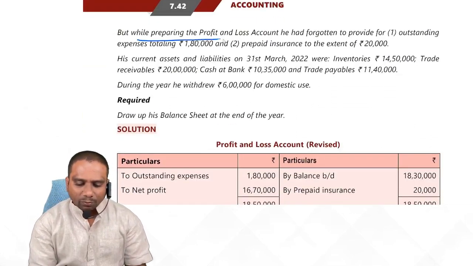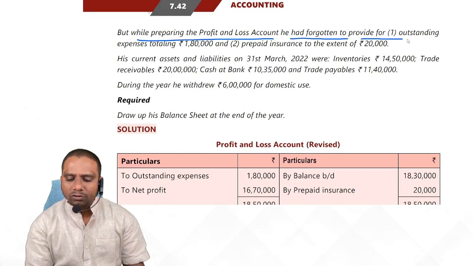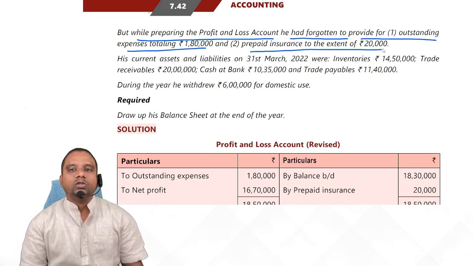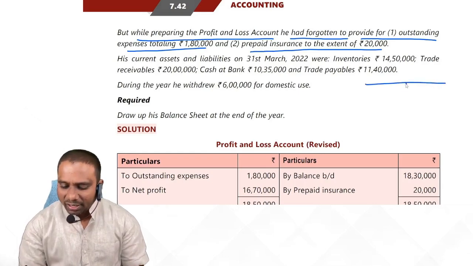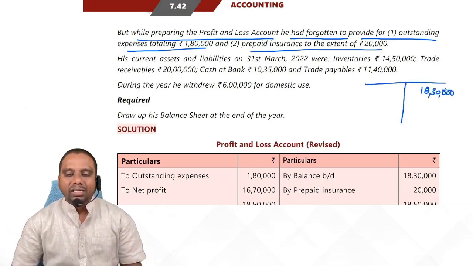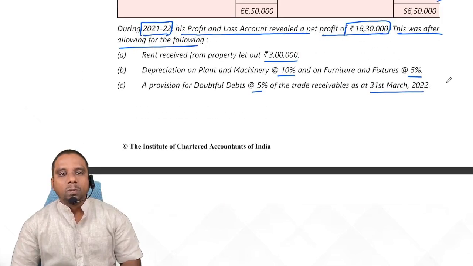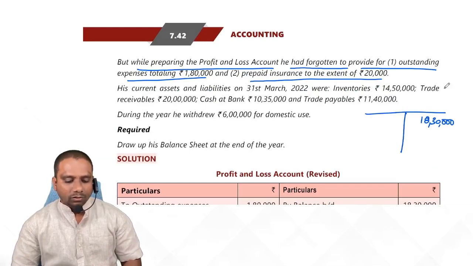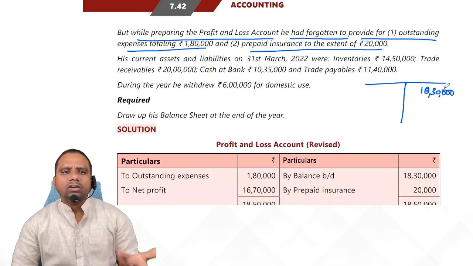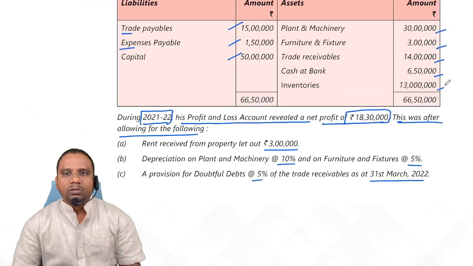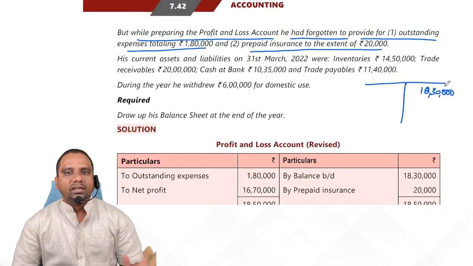But while preparing the profit and loss account, he had forgotten to provide for outstanding expenses 1,80,000 and prepaid insurance 20,000. Already they have calculated profit 18,30,000, but it is after considering the above items A, B, C. Before considering these things, what do we have to do? It is simple. Calculate revised profit. Take 18,30,000.